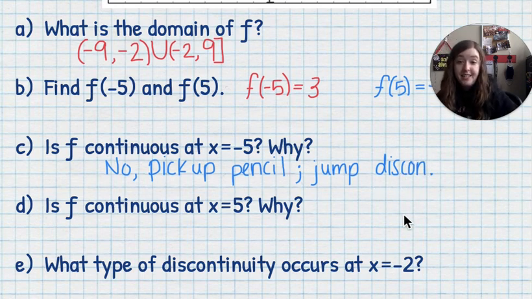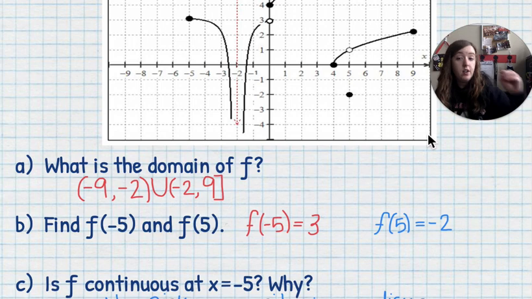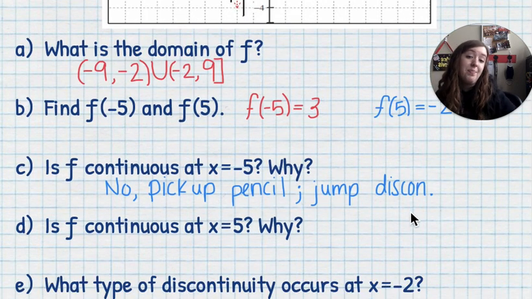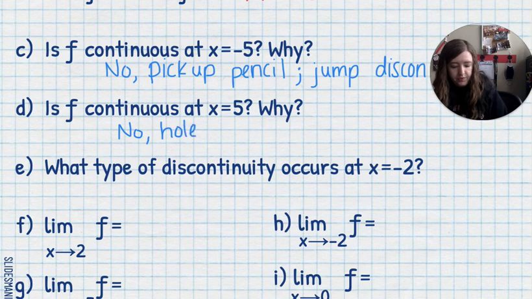And is f continuous at 5? Well, right here at 5, we have a little gap in our graph. So if we were to draw it, we'd have to kind of pick up our pencil, go to the other side, right? And then put a little dot down there at the bottom. So we have something taken out. So is it continuous at x equals 5? No, because there's a hole there. And remember, that's called point discontinuity.